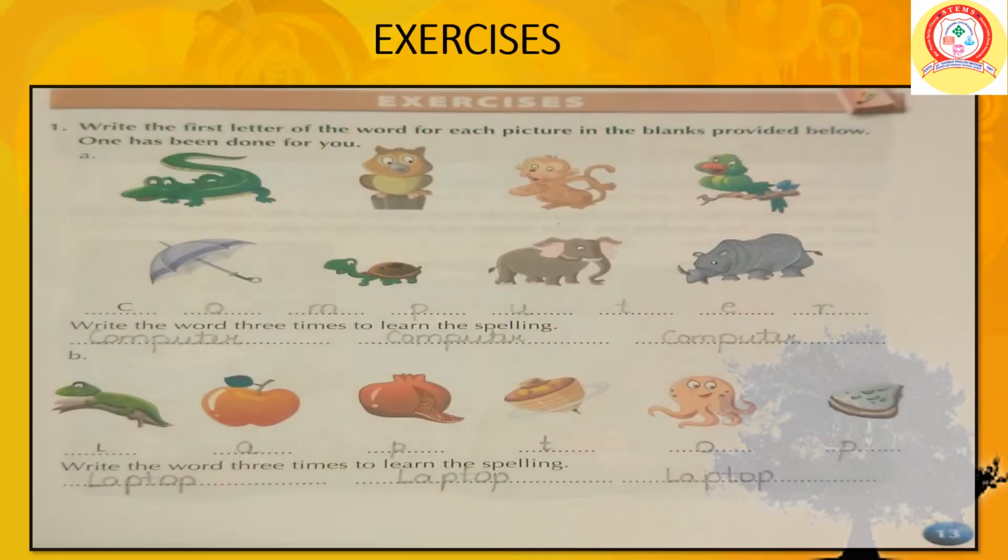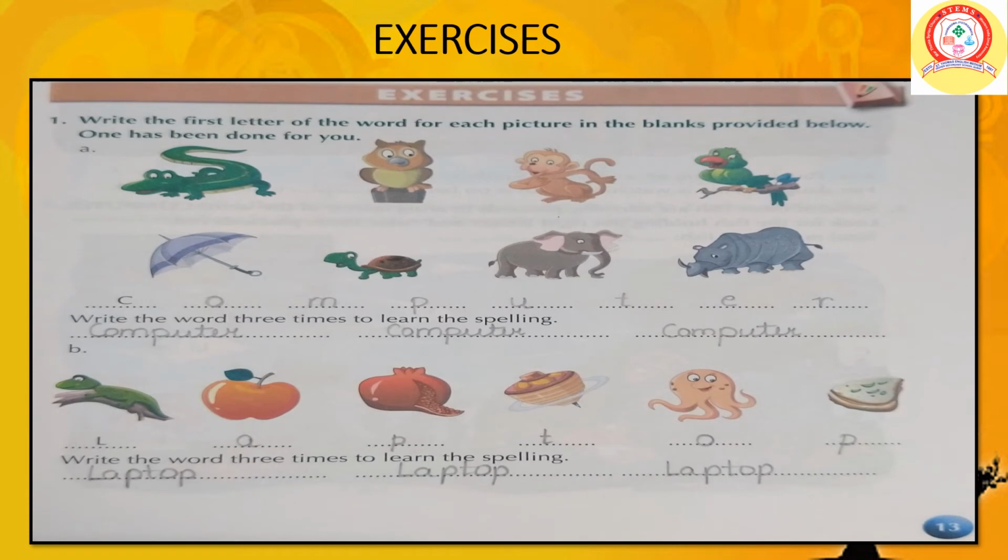Exercise textbook page number 13, question number 1. Write the first letter of the word for each picture in the blank provided below. One has been done for you. You can see in A1 a C. C for crocodile, first letter C will come.